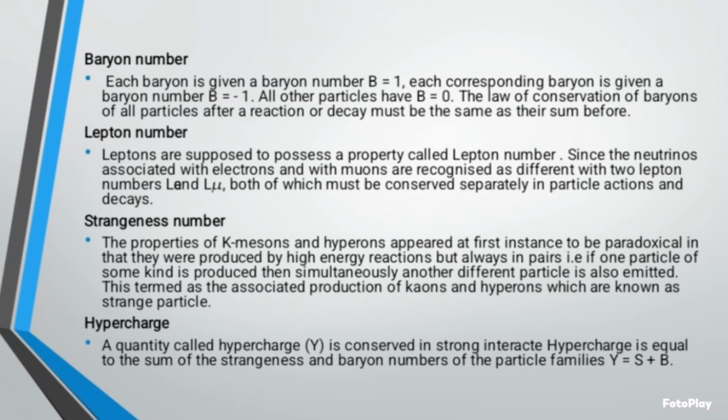Hypercharge. A quantity called hypercharge is conserved in strong interaction. Hypercharge is equal to the sum of the strangeness and baryon numbers of the particles, which is represented by Y equal to S plus B. Isospin and isospin quantum number.